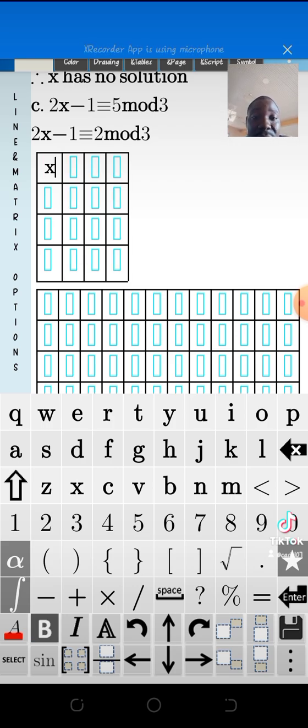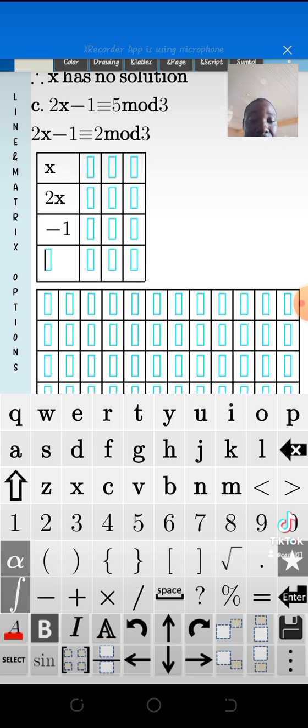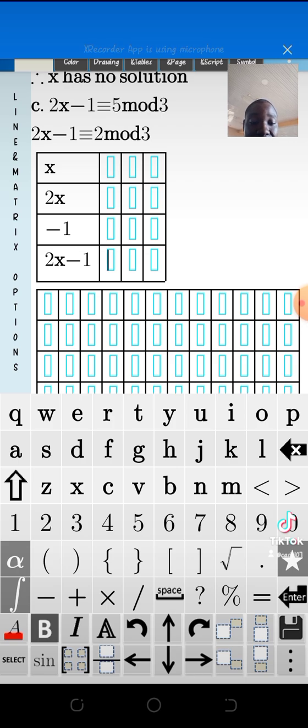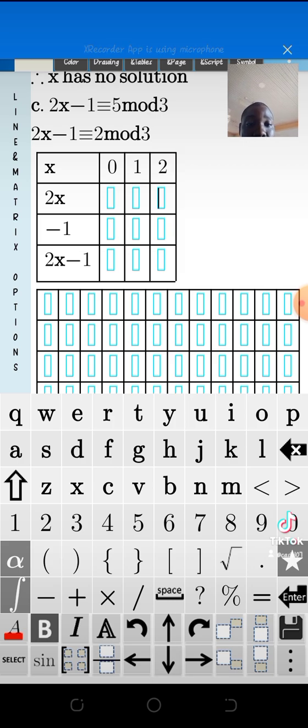So your table is going to contain x, 2x, minus 1, and then 2x minus 1. Is that okay? So that's what you have in your table. Since we are dealing with mod 3, x is going to range from 0, 1, and 2. 2x simply means 2 multiplied by x in mod 3. That's 2 times 0 is 0. 2 times 1 is 2. And then 2 times 2 is supposed to be 4, we are going to write down 1. Is that okay? So that's what you do.